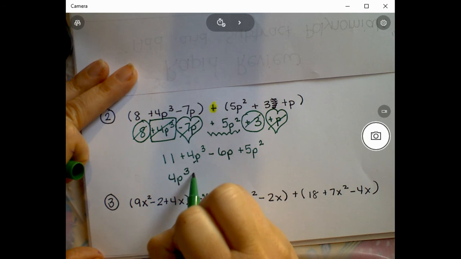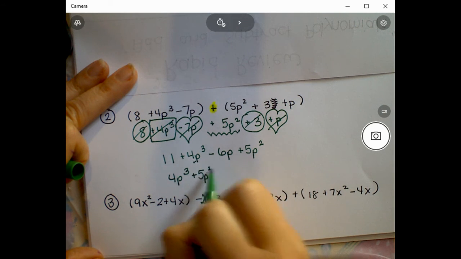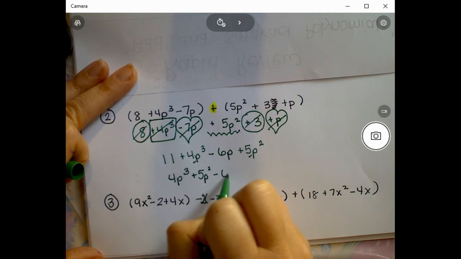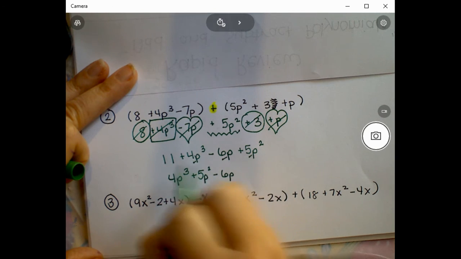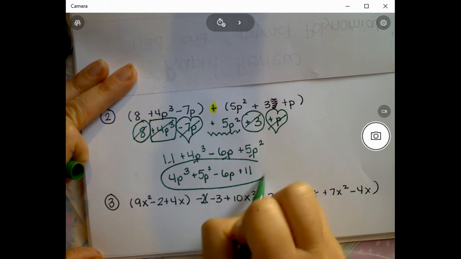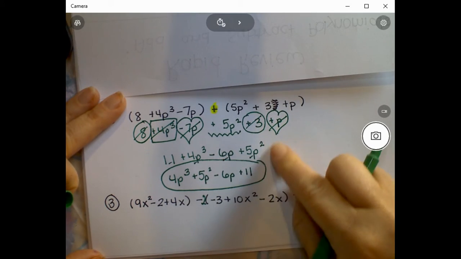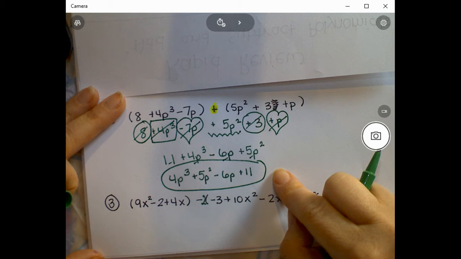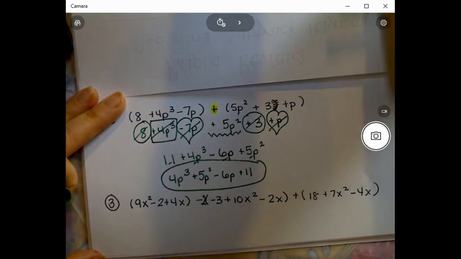The next one is p squared. Then we have 6p and 11. This is the best way to write the answer, but both of these are correct. Okay? All right, one more of these as part of our review.